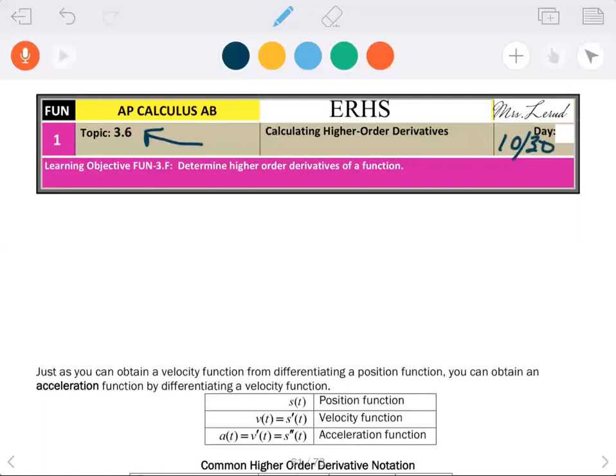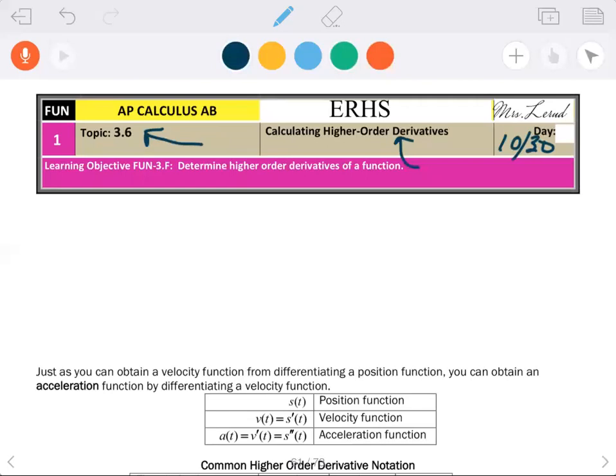But we're going to work with higher order derivatives. Really what that just means is derivatives of derivatives. So if I say take the fifth derivative of, let's do the easiest one in the world, e to the x, you'd say the first derivative is e to the x, and the derivative of that is e to the x, and the derivative of that is e to the x, and you just keep taking the derivative.